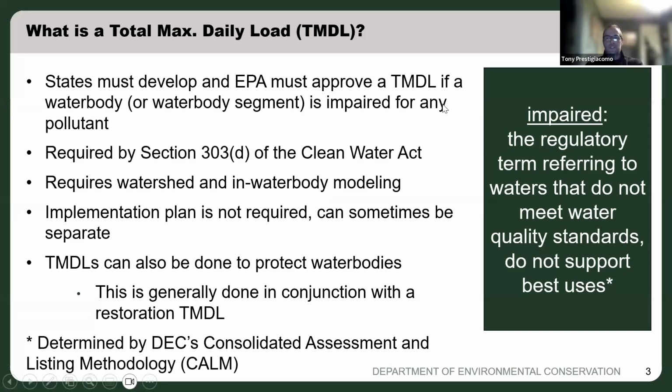Okay. Impaired is a regulatory term referring to waters that do not meet their best uses and are violating a water quality standard, as determined by DEC's consolidated assessment and listing methodology for a particular pollutant. It is required by Section 303(d) of the Clean Water Act. It requires watershed and in-water body modeling in most cases. An implementation plan for a TMDL is not required. It can be separate in some cases, but a section on implementation is required for a TMDL.